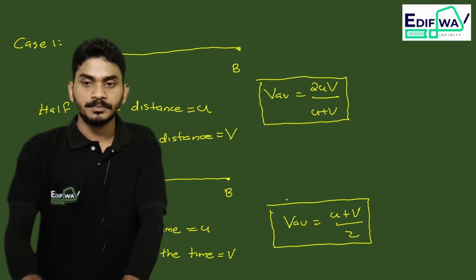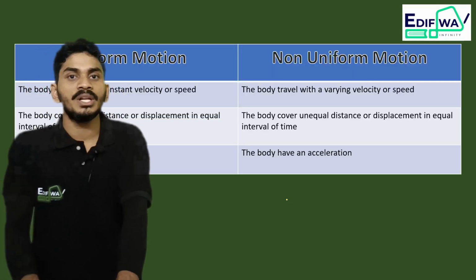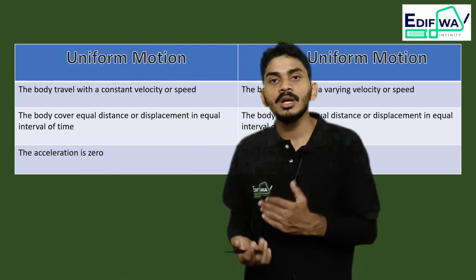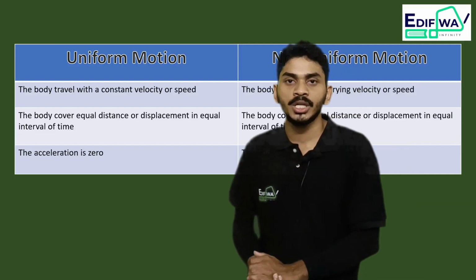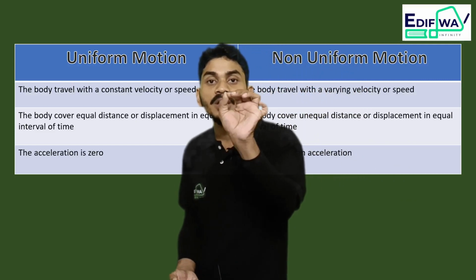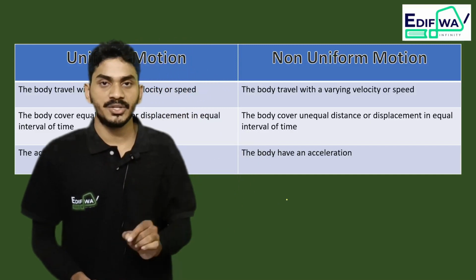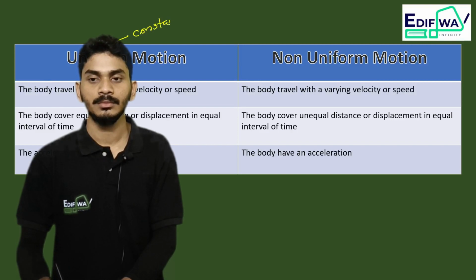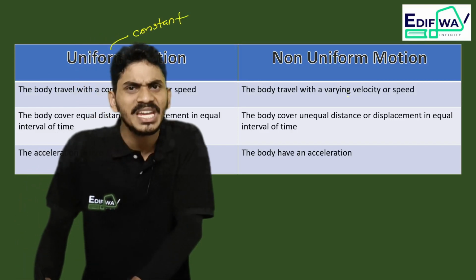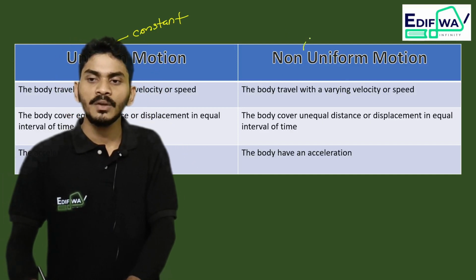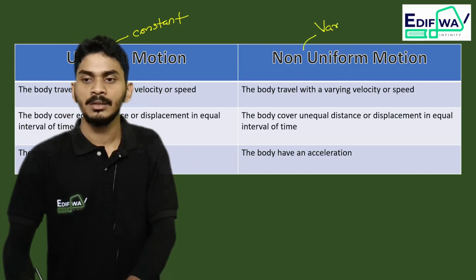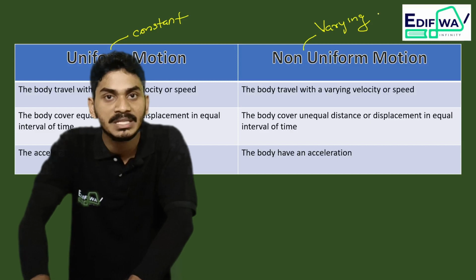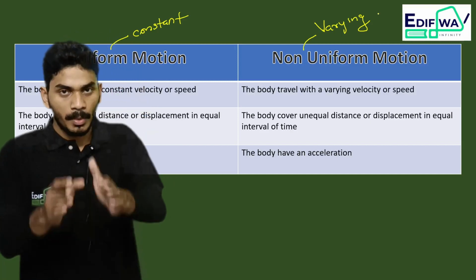Now let's learn what is meant by uniform motion and non-uniform motion. Before that, you need to know that the word uniform means constant. Constant means it will not change. Non-uniform means it is varying, so it will change as the time passes, because time is our independent quantity. You remember that, right?